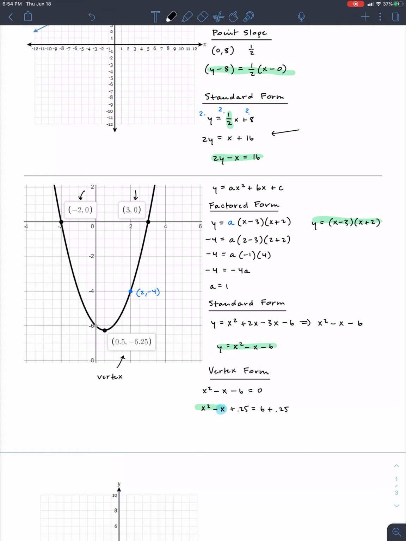And so now the left side of that equal sign can be written as x minus 0.5 squared equal to 6.25. And my vertex form is x minus 0.5 squared minus 6.25. So again, here are 3 instances.